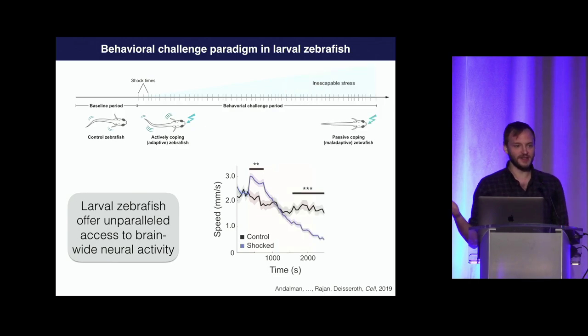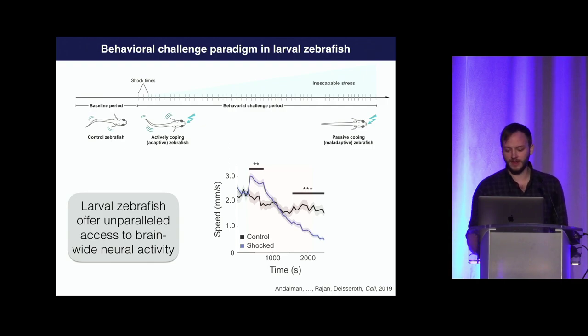But because it is inescapable, as this persists, we actually see a change in the fish's response, where the fish decreases relative to controls and slows down its movements. And this is what we call a passive coping strategy. It's sort of analogous to a learned helplessness state in depression. So what's interesting here is that we have sort of the same stressful stimulus, yet at different times, two very distinct behavior responses.